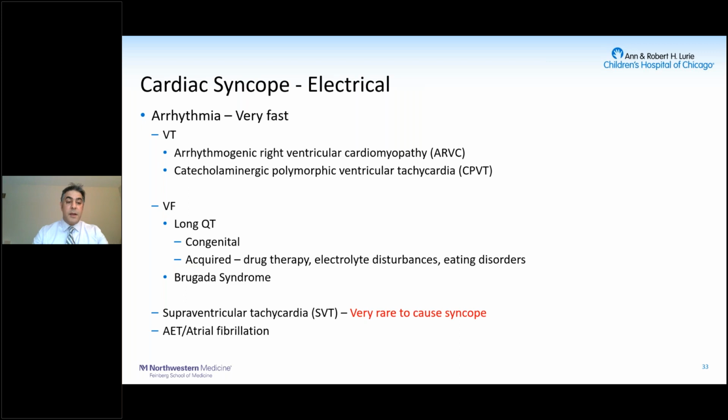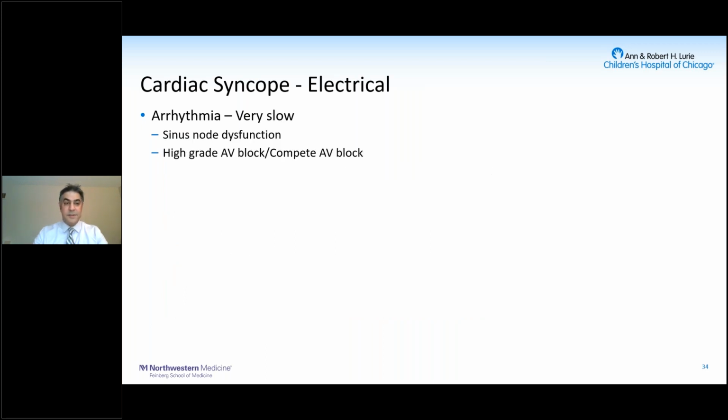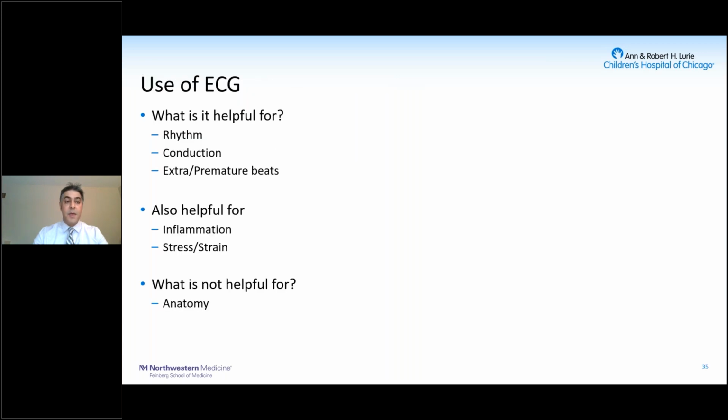Now, I've listed it here, but supraventricular tachycardia in someone who has a structurally normal two-ventricle heart is very rare. I'm not saying it's impossible, but it's very rare to cause syncope. It is still possible, which is why I've listed it. Electrical, in addition to too fast, can also be too slow. It's not providing enough heartbeats to give blood to your brain. So sinus node dysfunction and someone who has high-grade or complete AV block. We'll come back again to these episodes too.